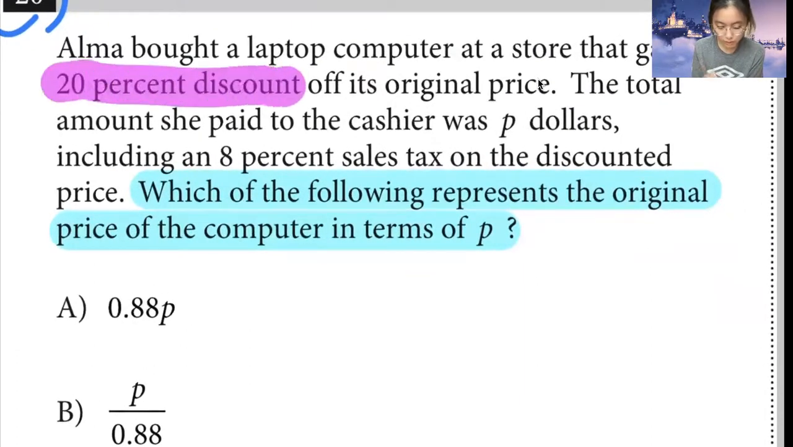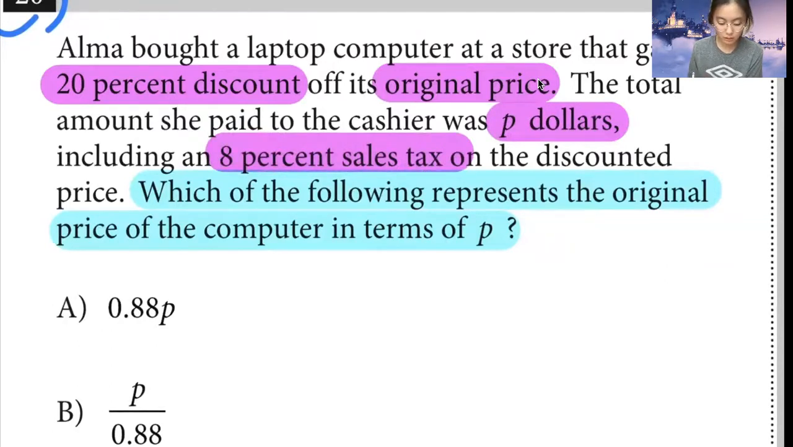So there's a 20% discount off of its original price, right? And the total amount she paid was P dollars, okay, including an 8% sales tax. So the 20% discount, a discount means it's 20% off. Don't you see those in malls, right? 20% off. It's a good thing because they subtract 20% off of your total, okay? So it's saying 20% discount off its original price.